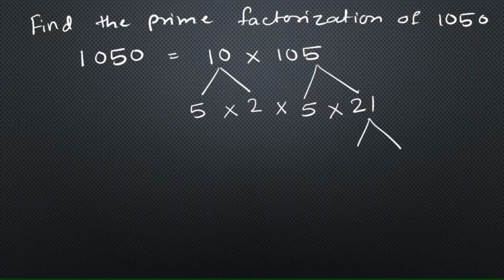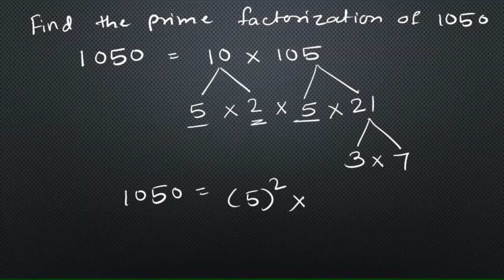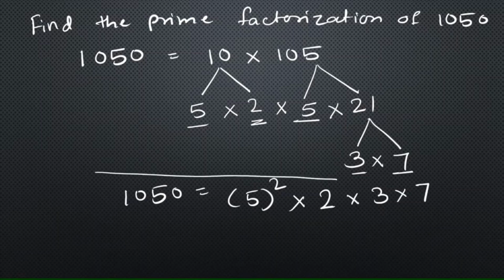So find the two factors which, when we multiply them, we get 21 as the answer. They are 3 and 7, and 3 times 7 is 21. So for 1050, what is the prime factorization? Here 5 times 5 means we can write 5 square. Correct. Now 2 is here, so we write 2 here. Then 3 times 7. So the prime factorization of 1050 is 5 square times 2 times 3 times 7.